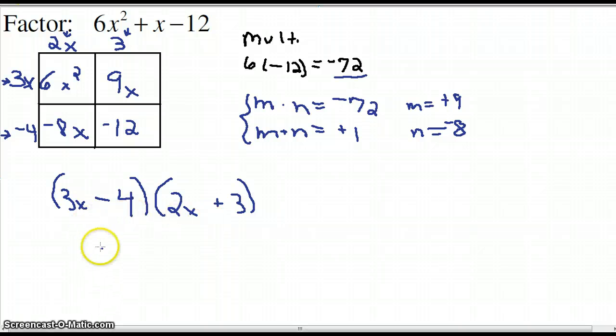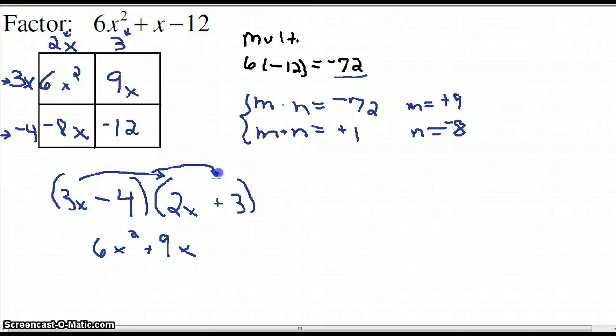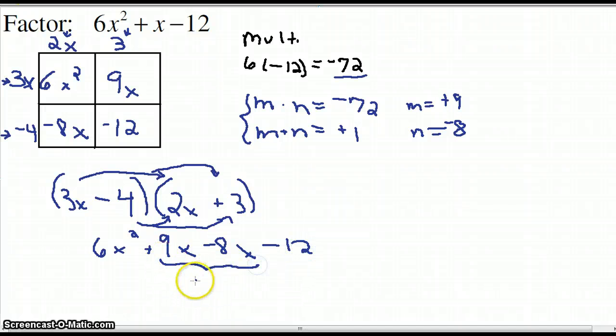And if you want to double check it, it's 6x squared. Multiplying the first together, we get 6x squared. Multiplying the outer together, we get 9x. That's where that comes from. Multiplying the inner together, we get negative 8x. And then multiplying the last together, we get our negative 12. The middle terms combining to give you the positive x.